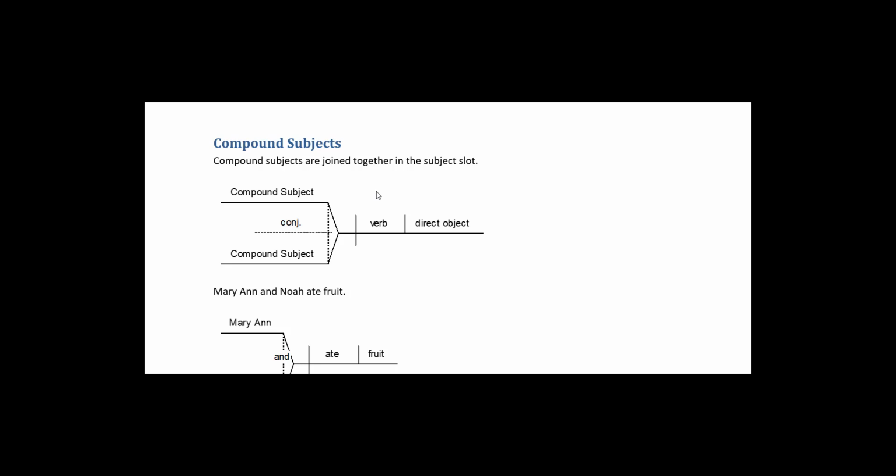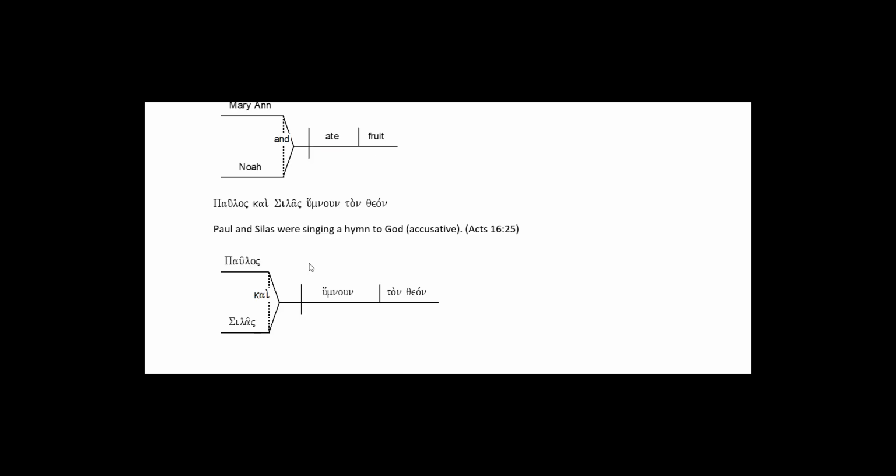If you have a compound subject, they're joined together in the subject slot. So here in Acts 16, we have Paul and Silas singing a hymn to God. They were hymning God. Paulos kai Silas humnun ton theon. So Paul and Silas, that's the subject, goes in the subject slot. Here's the verb, humnun, they were hymning, they were singing a hymn to, ton theon, to God.